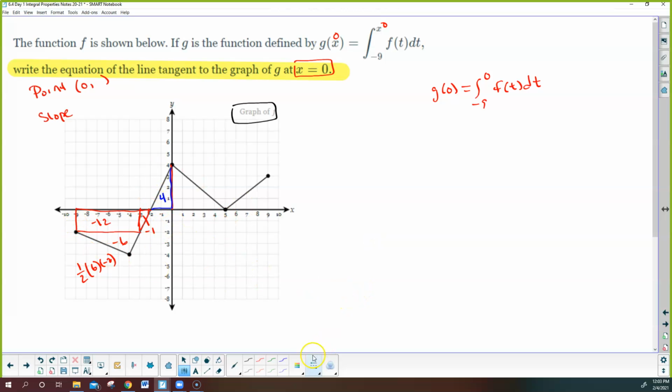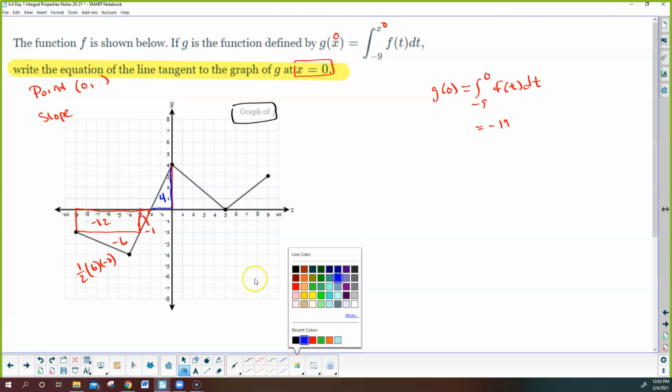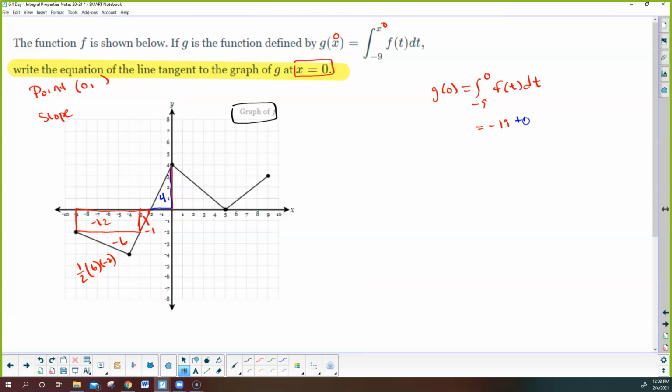So then I would just add all this up. -12, -6, that's -18, -1, -19, plus the +4. And that would tell me that the point g of 0 is -15.